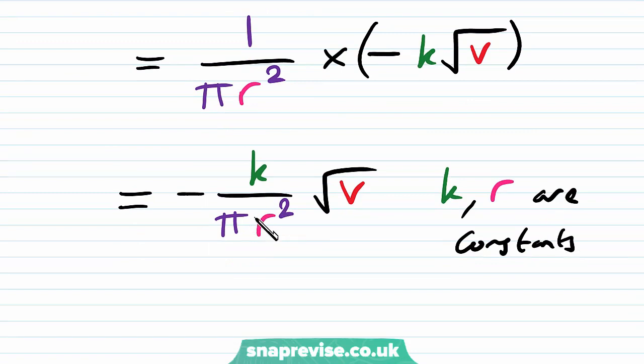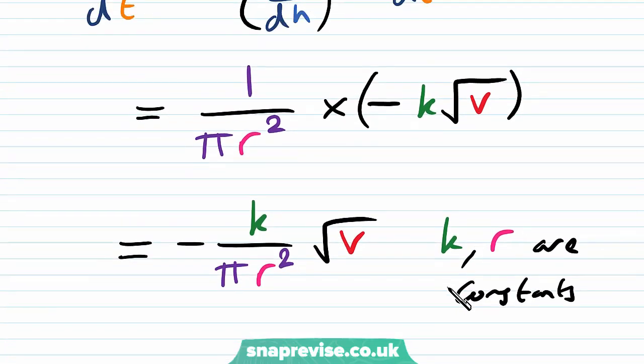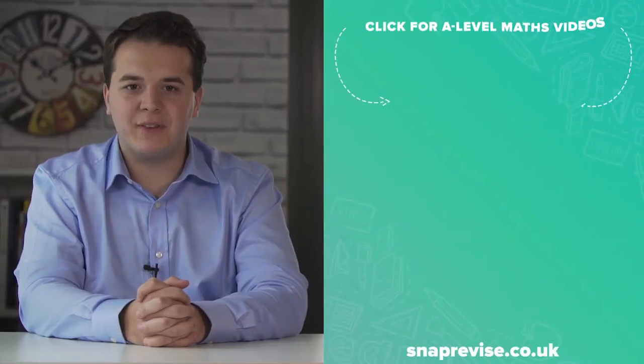We would have to know the value of r and know some more information to be able to find the value of k, but in particular it's useful to know that dh by dt is just proportional to the square root of V.